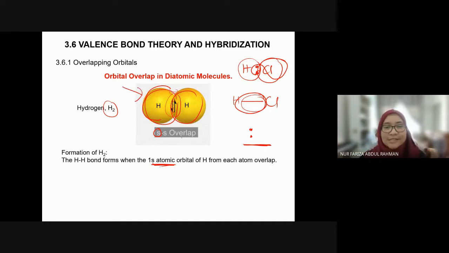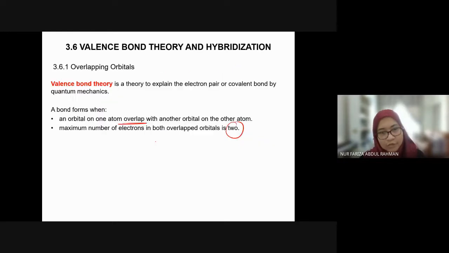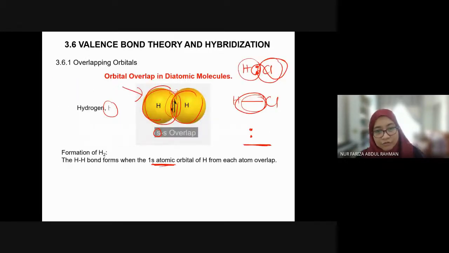Okay, so SS overlap. Valence bond theory mentions that the orbitals of atoms will overlap with one another. We have many orbitals: S, P, D. For example, hydrogen, the electron is in S orbital. So that's why they represent it using a sphere, using a round shape. Okay? Alright? Understand?